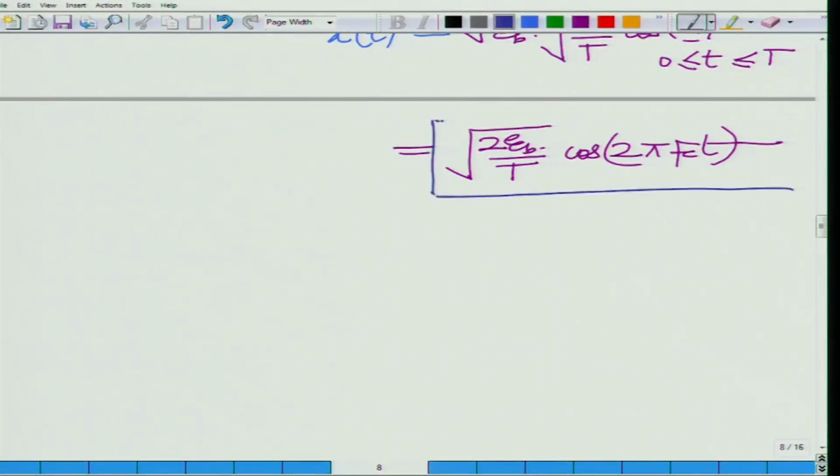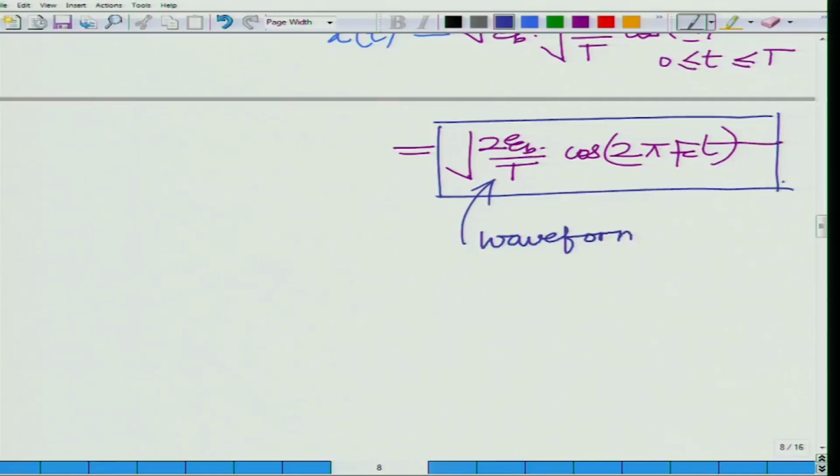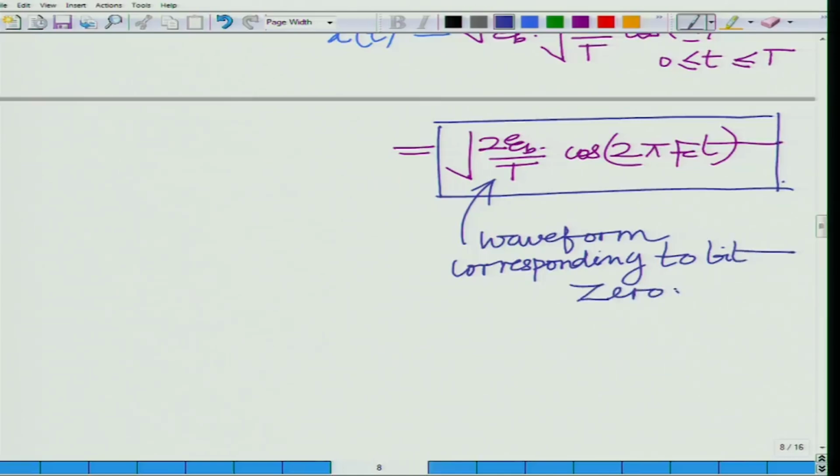Just to summarize this once again, although it should be very clear, this is the waveform corresponding to bit 0.